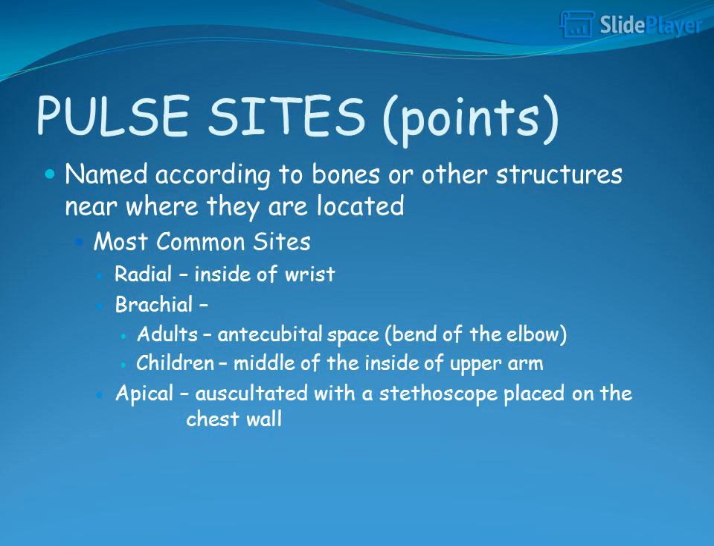Pulse sites, points. Named according to bones or other structures near where they are located. Most common sites: radial, inside of wrist. Brachial: in adults, the antecubital space, bend of the elbow. In children, middle of the inside of the upper arm.